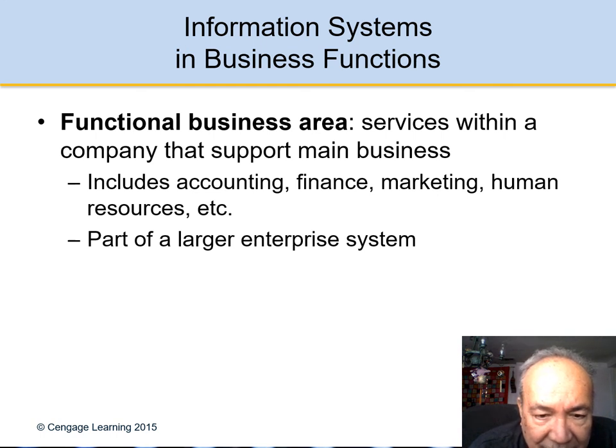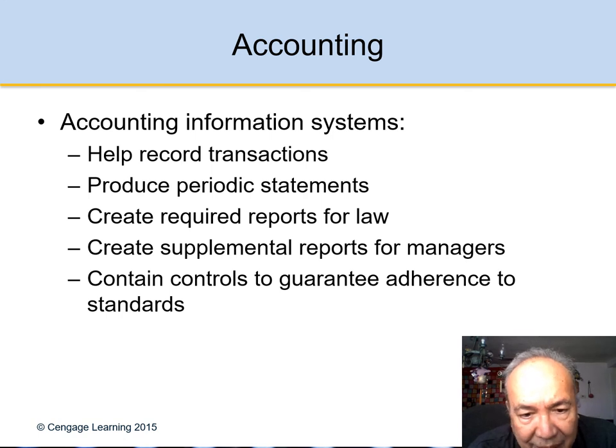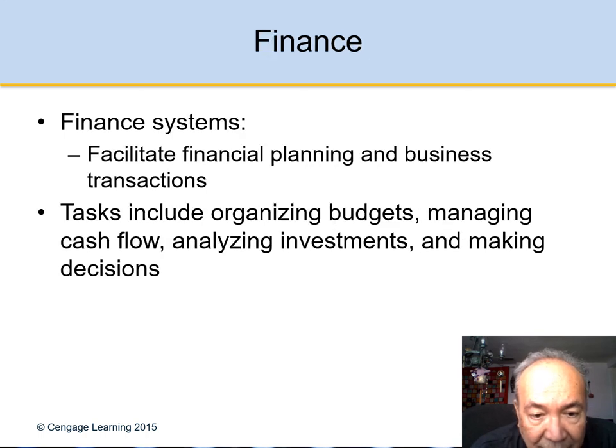So, information systems and business functional areas like marketing and finance within the company. They have all these information systems too. Now, these are examples of functional information systems. We have the accounting information systems, which help record transactions, produce periodic statements, and create required reports for law. You have to submit your balance sheet and income statement to the government. They create supplemental reports for managers, contain controls, and guarantee adherence to standards. There's a way to communicate accounting. That is the standard.